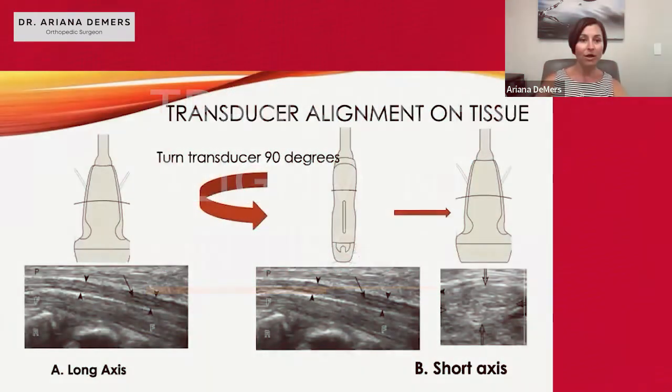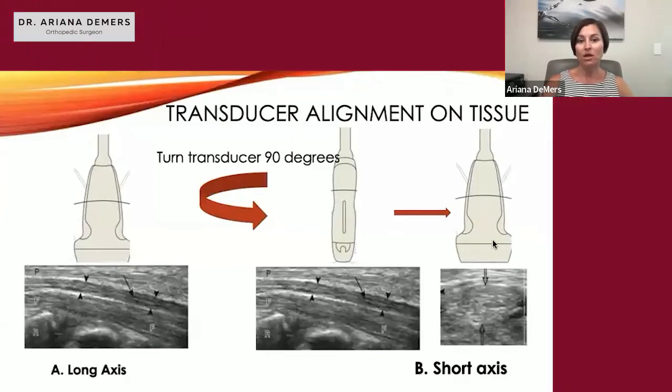So the transducer alignment on tissue: this is a carpal tunnel, and these are the nerve and tendon, and this is in long axis, so along the beam plane. And then when we turn the probe 90 degrees, we are then in short axis or cross section of these linear structures. So we talk about the transducer alignment on the tissue. Is it long axis in plane technique, or is it short axis in plane or out of plane technique? These are variables that we talk about when we're talking about injection-based therapies.